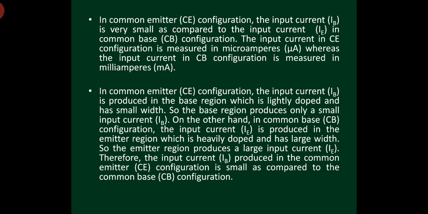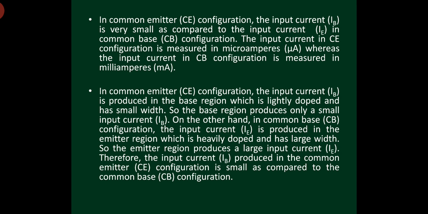So IE, the input current, is high, in the order of milliamps, and the output current is also in milliamps in common base configuration. But here in common emitter configuration, the input current is IB, which is in the microamp range, and the output current is IC, which is in the milliamp range. So in common emitter configuration, input current is less, output current is high.